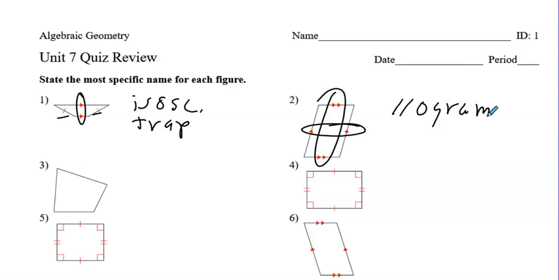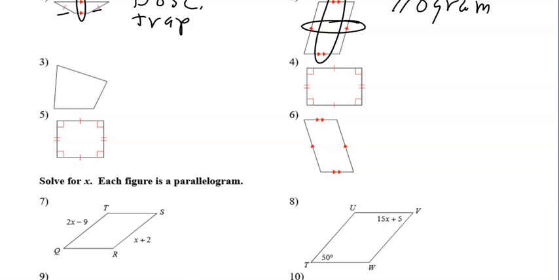That's all we know about it. That's the most specific name we can give it. Right here, just quadrilateral. We don't know anything else about it. It just got four sides.